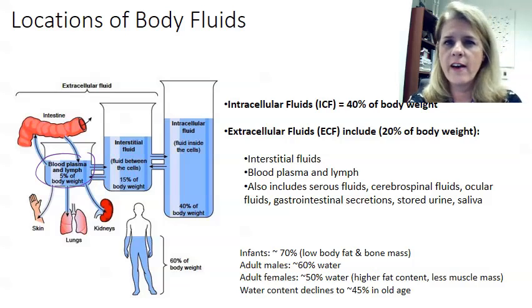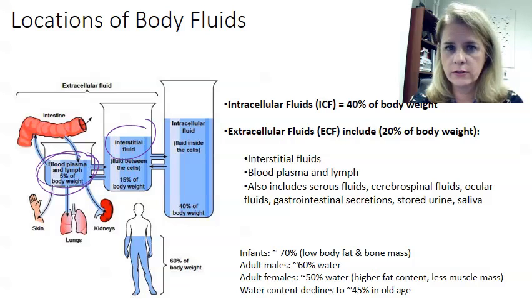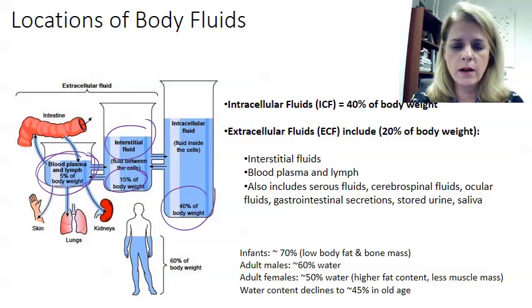About 5% of your body weight is the fluid that's in your blood and your lymph. The rest of the extracellular fluid is the fluid that's actually bathing your cells, called the interstitial fluid. So this is the fluid that's outside your cells. That's about 15% of your body weight. And most of the body weight, 40%, is that fluid inside the cells. So this is just another way of looking at that.